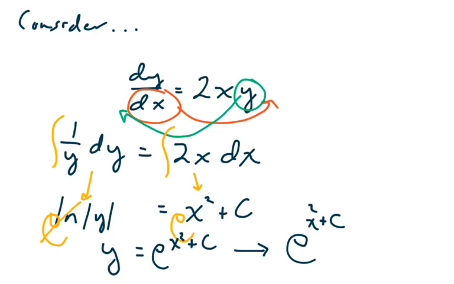Now, before we move on to the next problem, just keep in mind what we did here. We separated the variables. That was the green and red arrow in the beginning. And then we did the antiderivative of both sides. It actually always works that way.